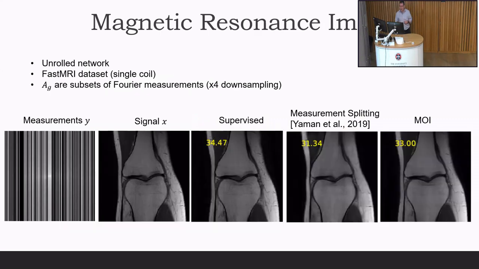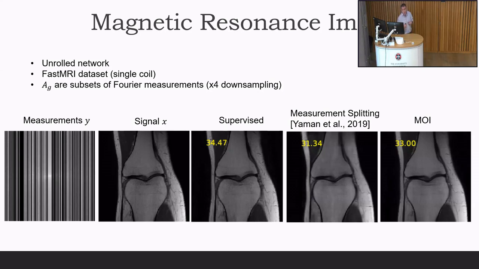So finally, let me give a couple of examples. We've talked about the maths, but let's look at how these things work in practice. We applied this to subsampled MRI. Here we're doing 4 times undersampling. The AGs are different subsets of Fourier measurements. We're using the Meta fastMRI data set with a single coil, if you know what that means from an MRI perspective. This is a knee, so the MRI of someone's knee.